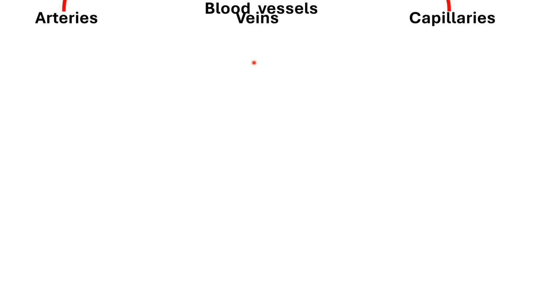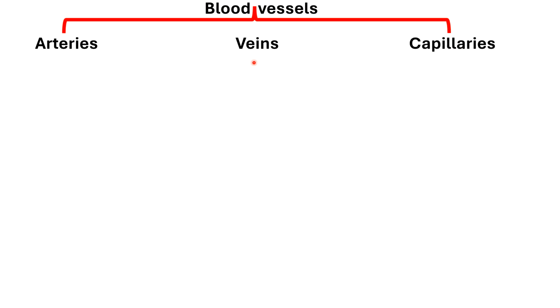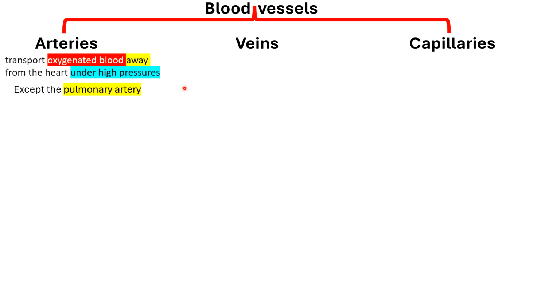Three main blood vessels: arteries, veins, and capillaries, starting with arteries. So these transport oxygenated blood that carries oxygen away from the heart under high pressures. Very important detail. If you ask for a definition, probably not, maybe on the multiple choice. All of this except the pulmonary artery, which carries deoxygenated blood towards the heart.